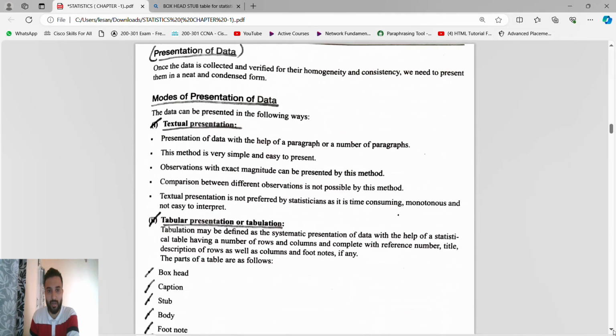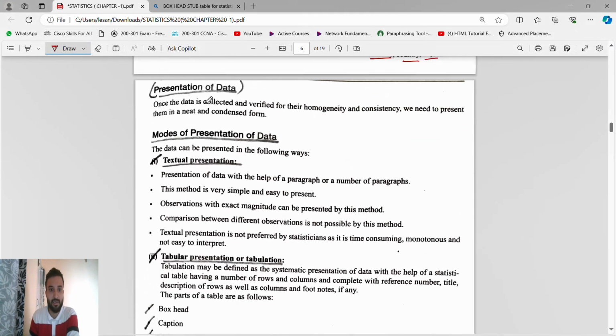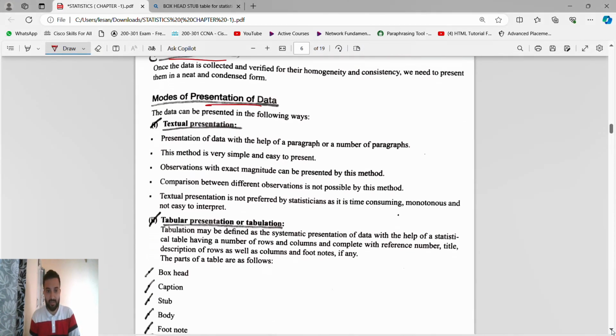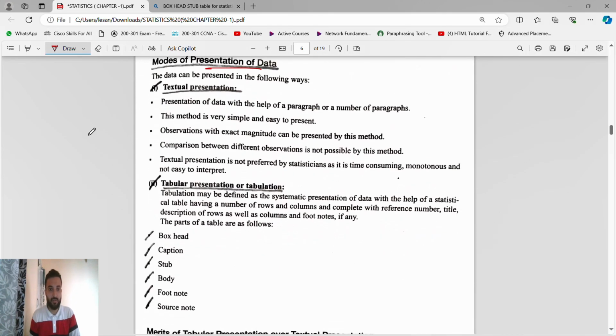Now the very next is the presentation of data. Obviously, presentation means we have to present. Where are we presenting? On the graph, on the pie chart, right? So that is presentation. The modes of presentation are 3.